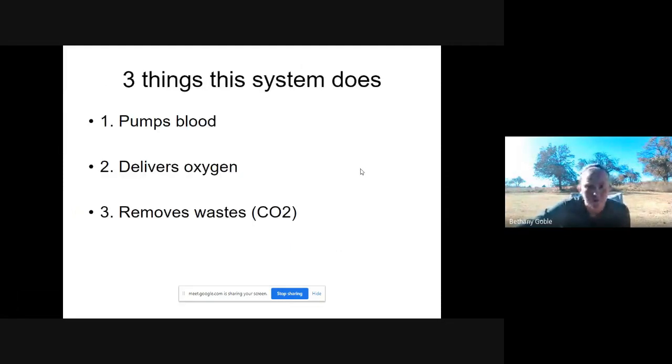All right. So 3 things your circulatory system does. First thing it does is it pumps your blood, obviously. Without your heart, you won't have blood to the top of your head, to the bottom of your feet.